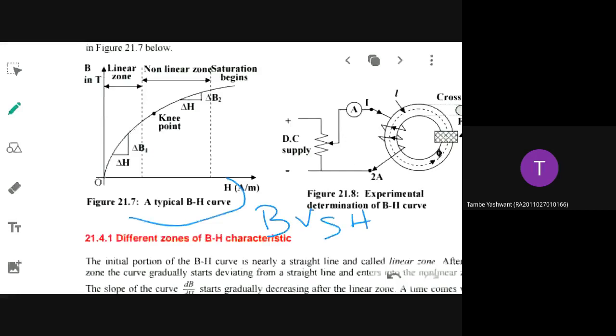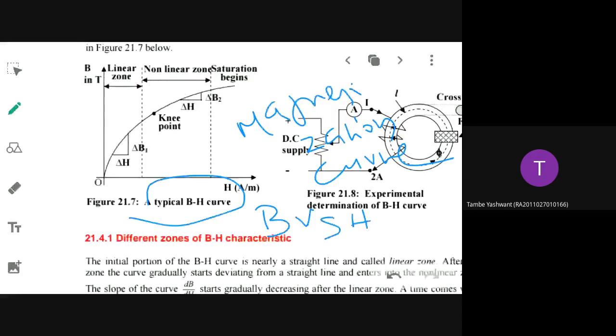Hysteresis. Hysteresis is also another curve, but typically it will be called a BH curve, or magnetization curve. If you are plotting a graph between flux density and H, that will be called a BH curve or a magnetization curve. And if you draw it full, it will also be called a hysteresis curve. That is a different phenomenon that you have to describe.